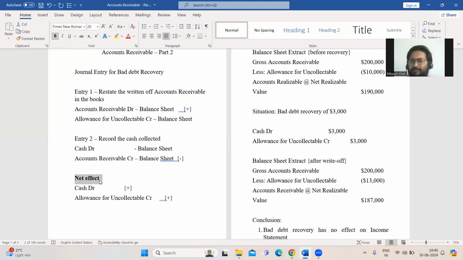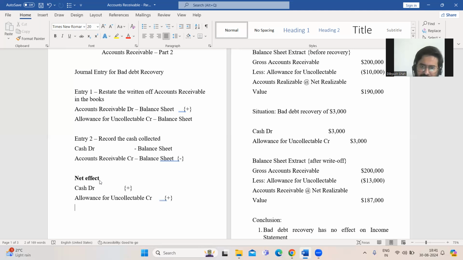Now what will happen after the recovery? Gross accounts receivable will remain the same, $200,000, but allowance will increase. From 10,000, it will become 13,000. Allowance is a contra asset. I keep on repeating, an asset account with a credit balance. So balance goes up. So AR at NRV will become 187,000. So AR at NRV actually has reduced by 3,000. But cash has increased by 3,000. So net effect on the total current assets is still same.